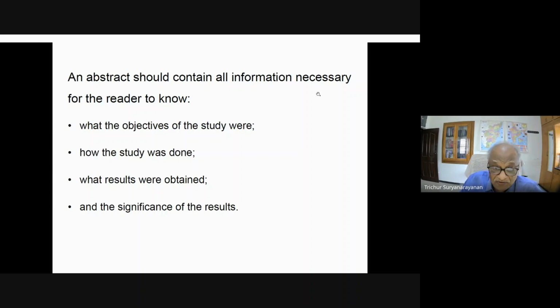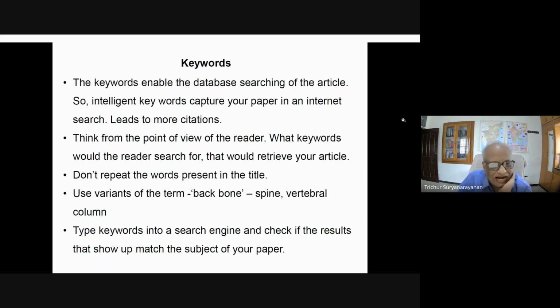An abstract should contain all information necessary for the reader to know. For example, what the objectives of the study were. What were the objectives based on which the study was started? How the study was done? What results were obtained? And how significant the results are, which will tell you whether the results are adding anything new to the existing knowledge, whether it shows something which has not been already explored, or which will induce people to work in a certain direction. But remember, it looks great, but it should be short, brief. That is the challenge.